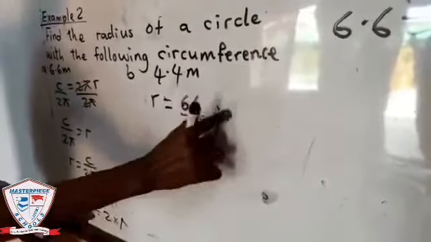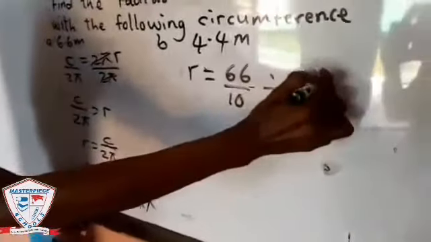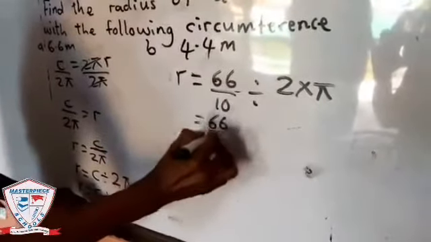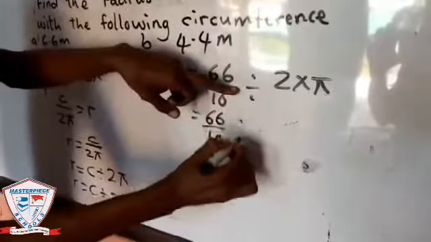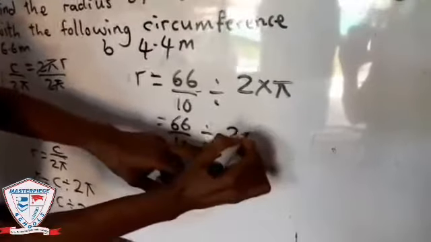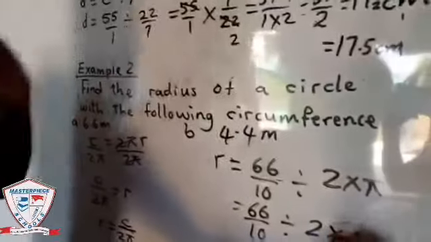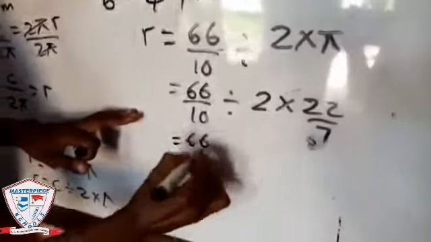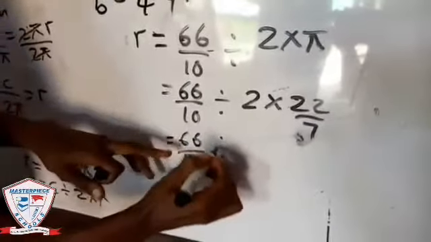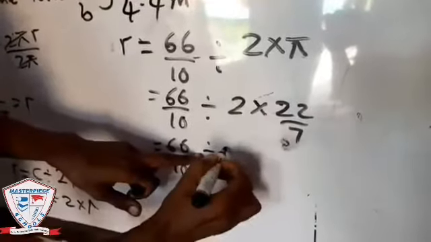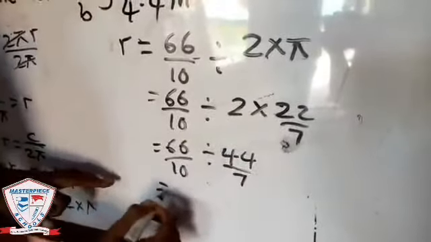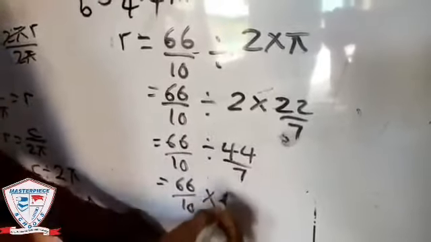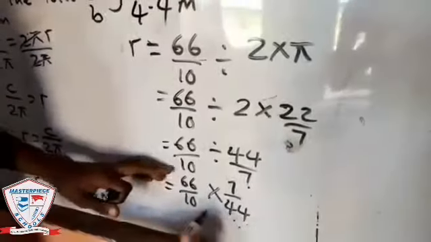C divided by 2 times pi. Don't forget these 2 times pi are together. So you say 66 over 10. Don't yet change your division. You have 2 times pi. Take your pi to be 22 over 7, since it's not in the question. 2 times 22 gives you 44 over 7. So you continue, 66 over 10. This division will change to times, so 7 will go up, while the 44 will come down.